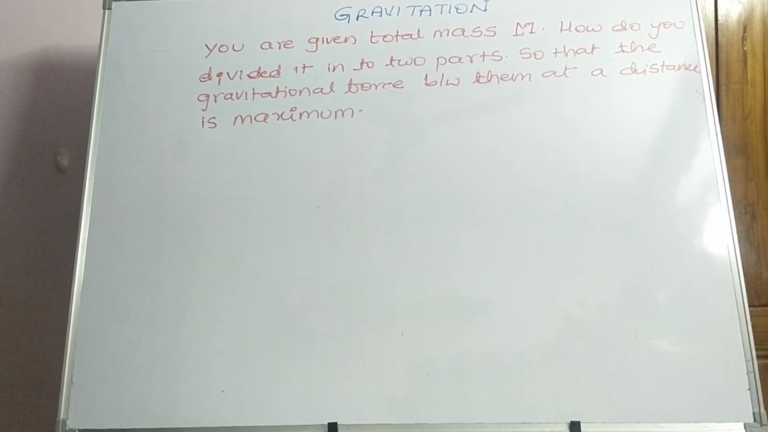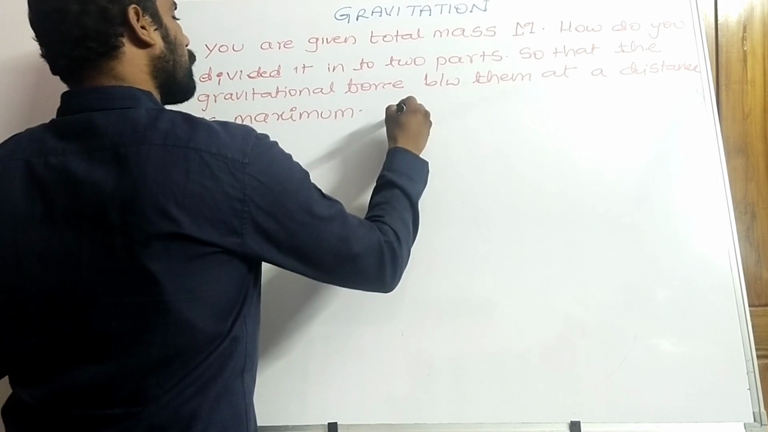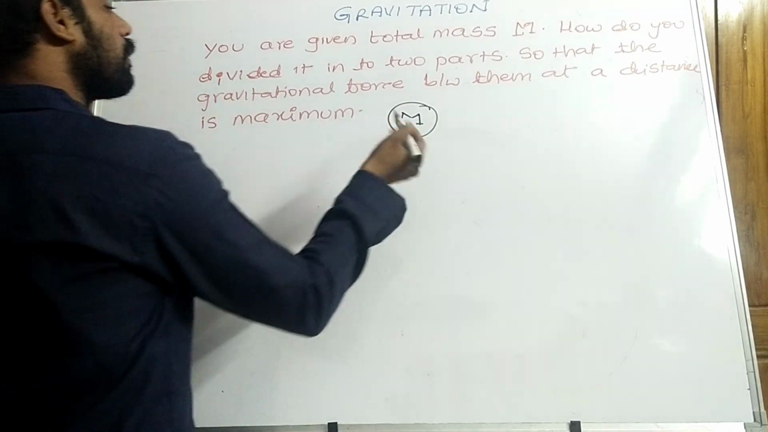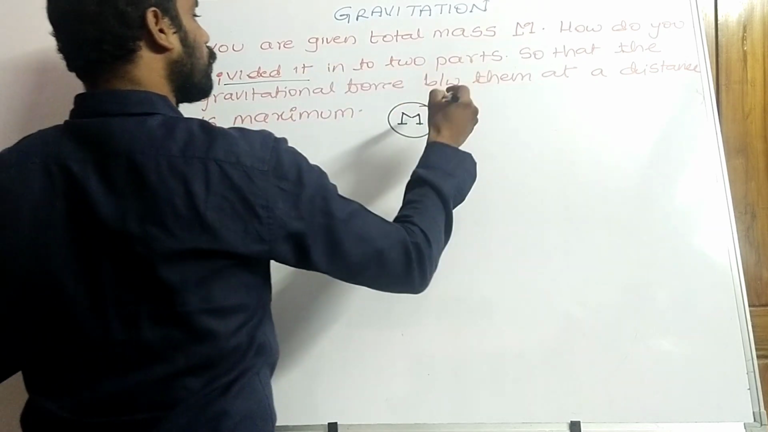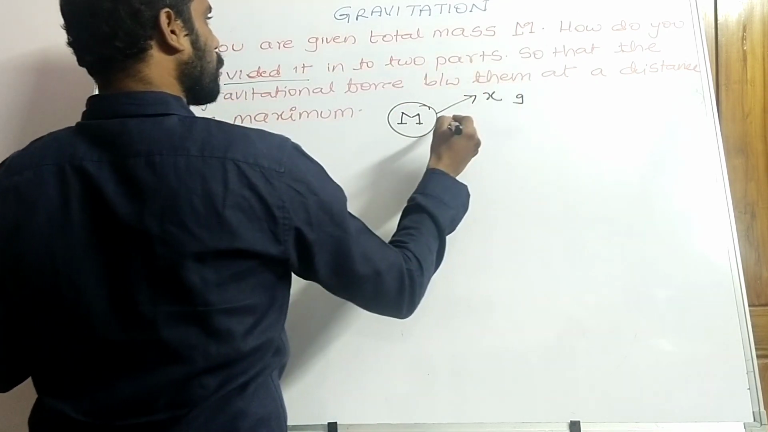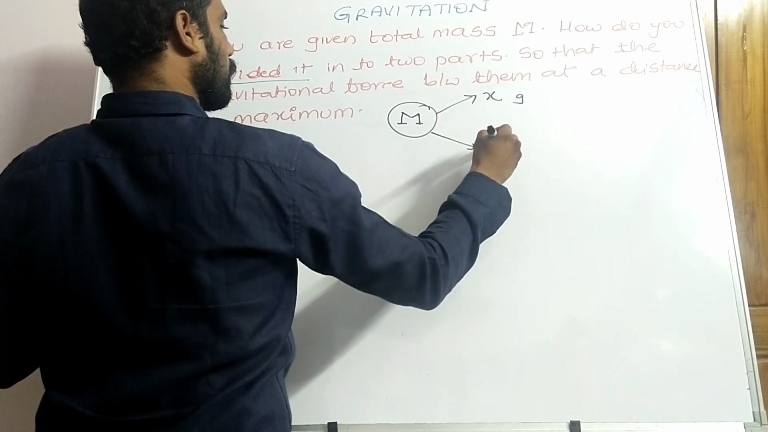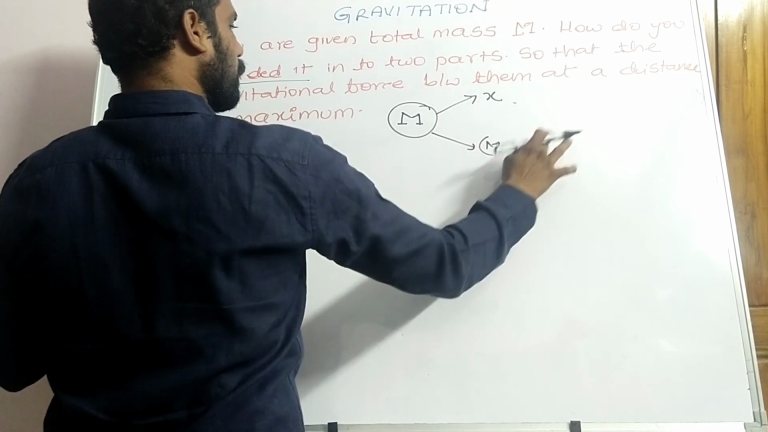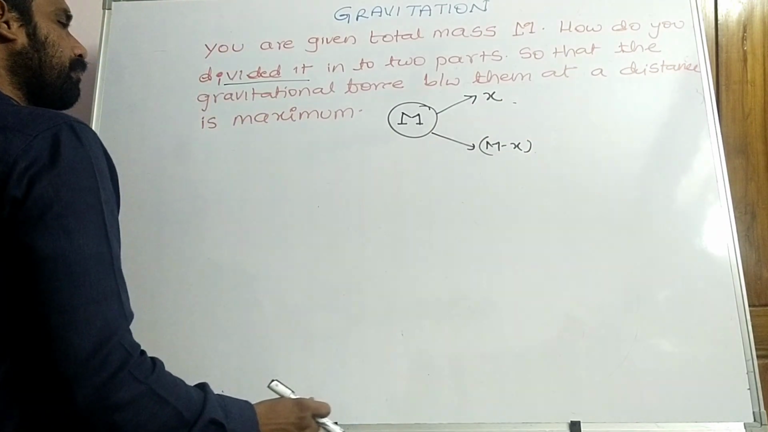So let us consider, we are given a mass capital M. Let us consider it is divided into two parts: the first mass x gram and the other M minus x gram. The remainders are x gram and M minus x gram.